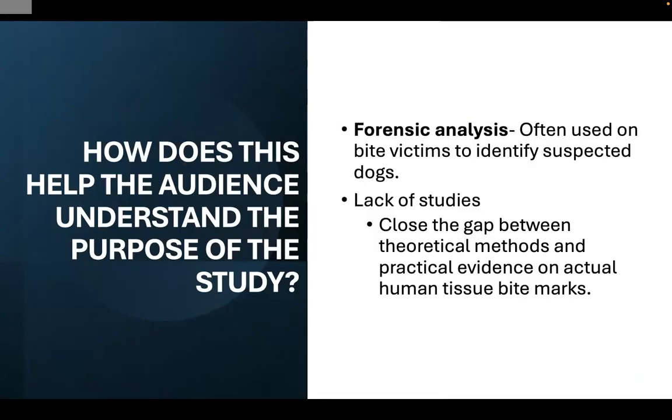How does this help the audience understand the purpose of the study? So in bite cases, forensic analysis is often used in the victims to identify suspected dogs, and even though these cases are fairly common, there's a lack of studies conducted on human tissue. This undermines the confidence of drawing correlations between morphometric measurement methods and the skin lesions created. By conducting this comparison, the authors gather data that can be utilized for improving these methods, as well as aid the different forensic specialties and veterinary sciences that are involved.